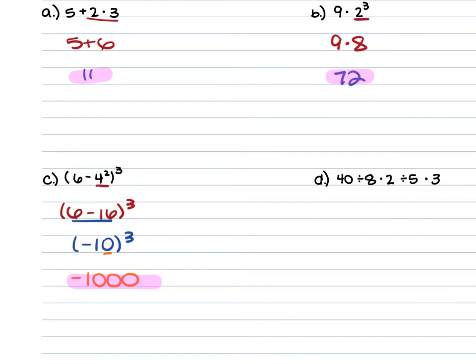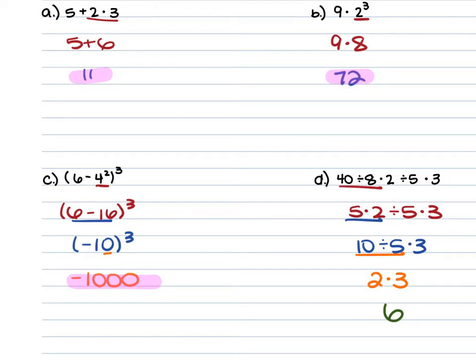For D, we have 40 divided by 8 times 2 divided by 5 times 3. So order of operations, multiplication or division from left to right. Left to right, so we'll do the 40 divided by 8 first. That gives us 5 times 2 divided by 5 times 3. Next, we'll do the 5 times 2, which is 10, divided by 5 times 3. Next comes the 10 divided by 5, which is 2, times 3, which is 6.